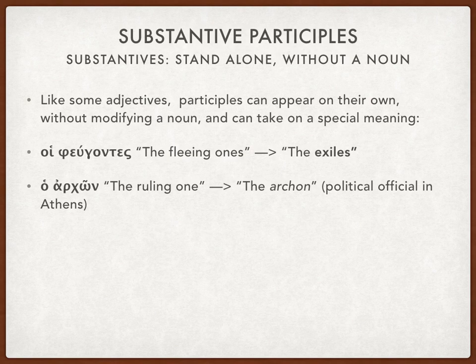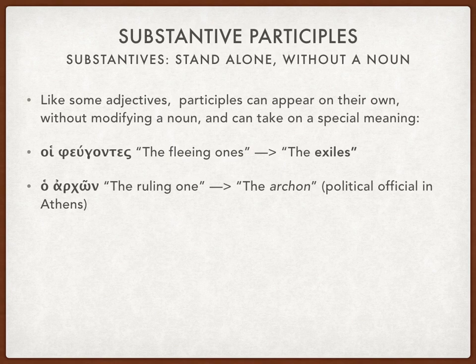For example, hoi pheugontes, very literally you can tell it's a participle because of the ont in there, means the ones who are fleeing or the fleeing ones. But in Greek legal texts, it can actually mean something very particular, the people who are exiled. The ones who are fleeing a city, i.e. who have been kicked out of a city, are called pheugontes, exiles, people who are kicked out. So it can take on a particularly technical meaning in some texts.